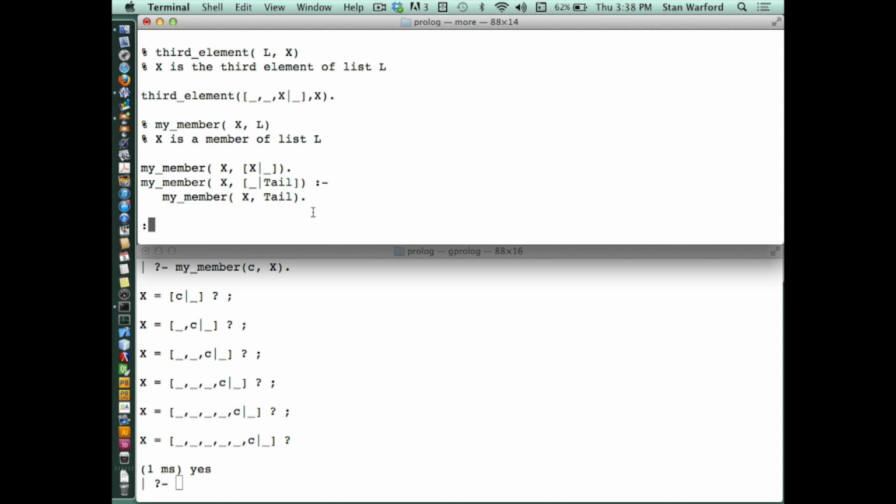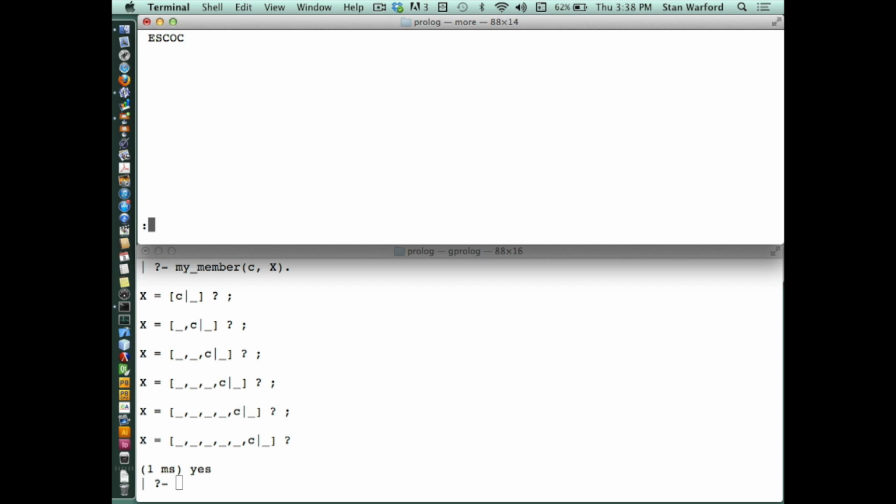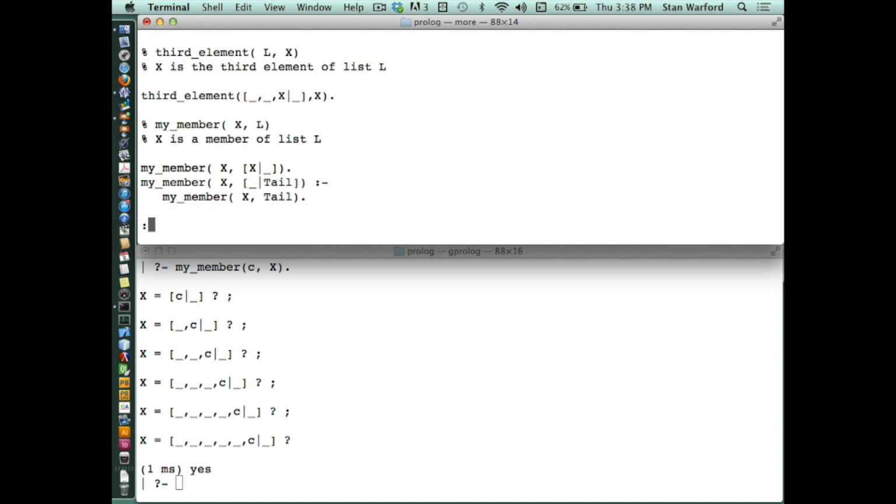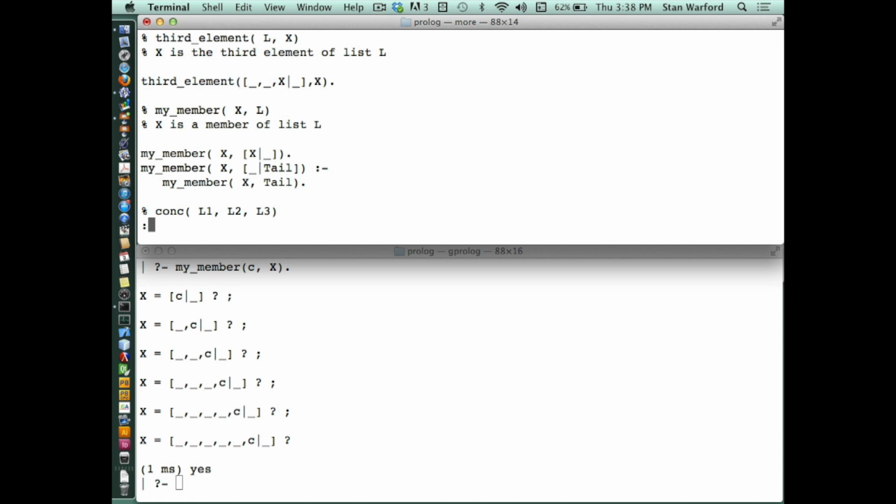Now, the next one that we're going to look at is called... oh rats! What did I do? Oh, let me quit this. Pressed the wrong key. The next one is called conc, which stands for concatenate, right?